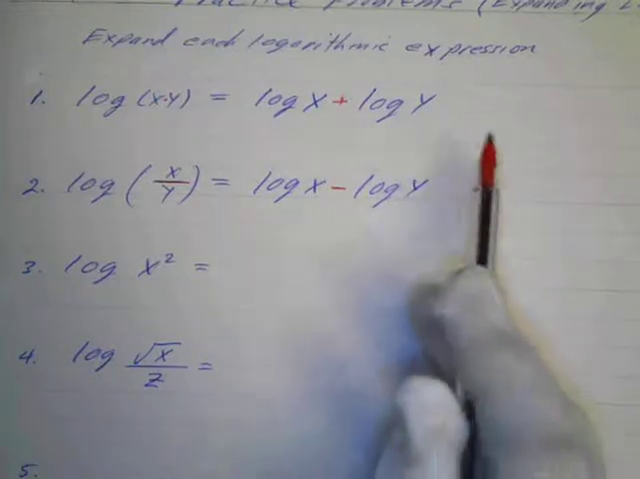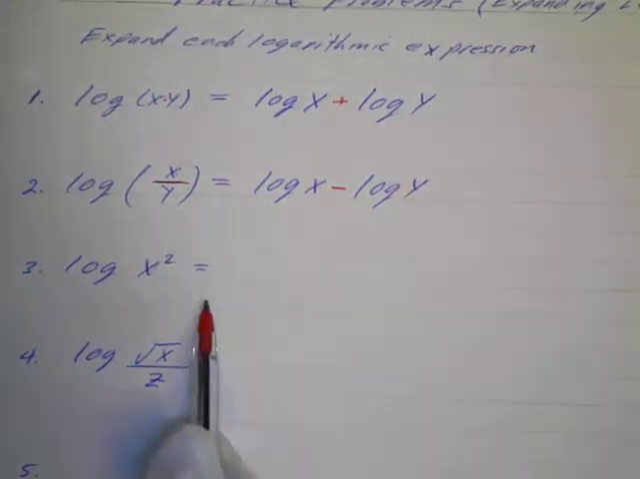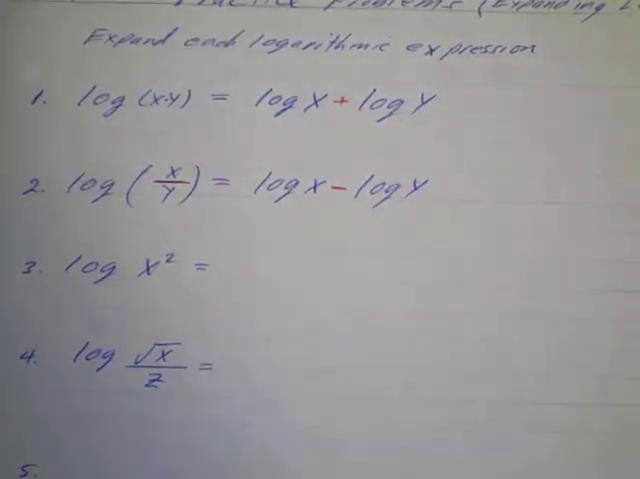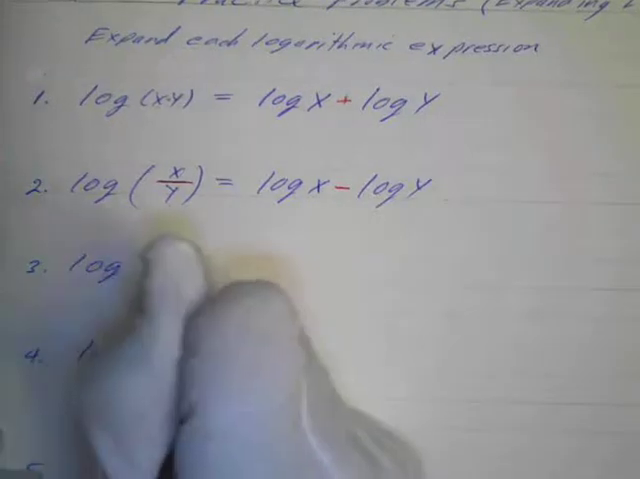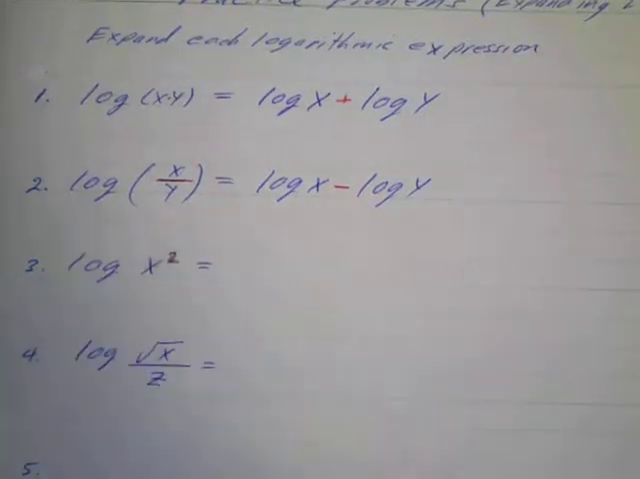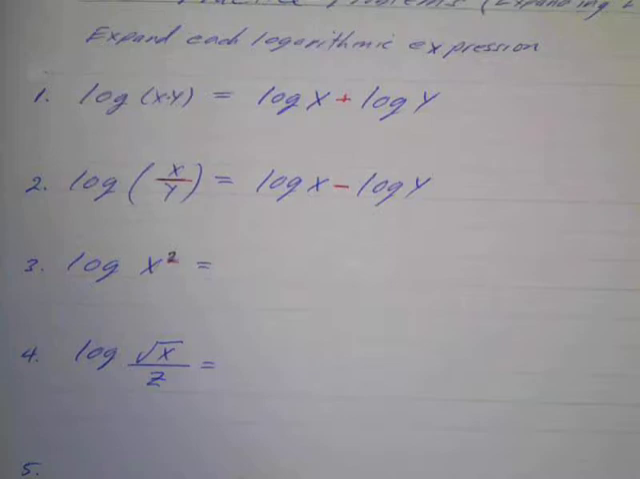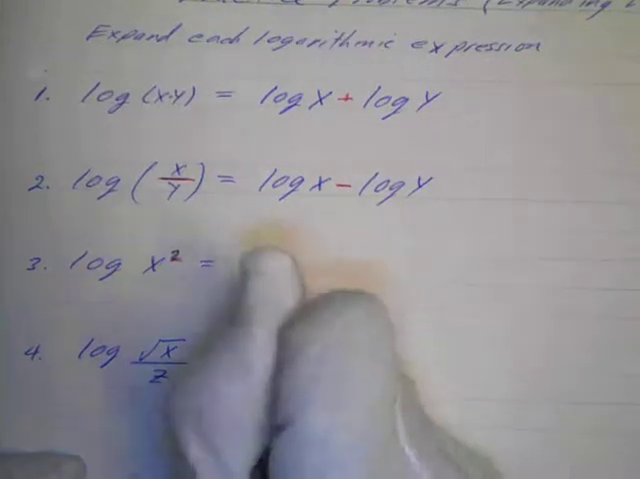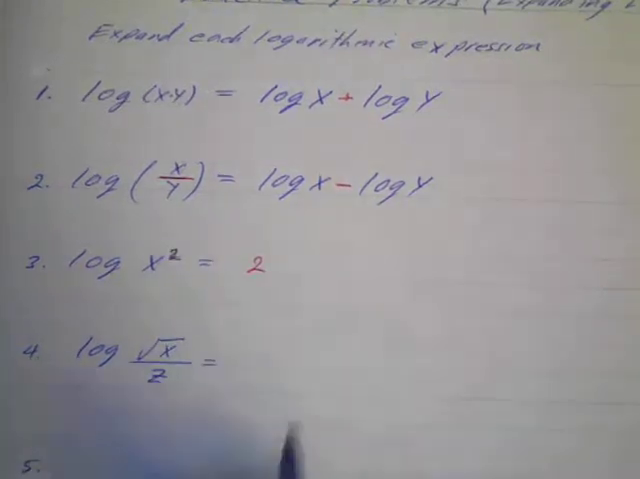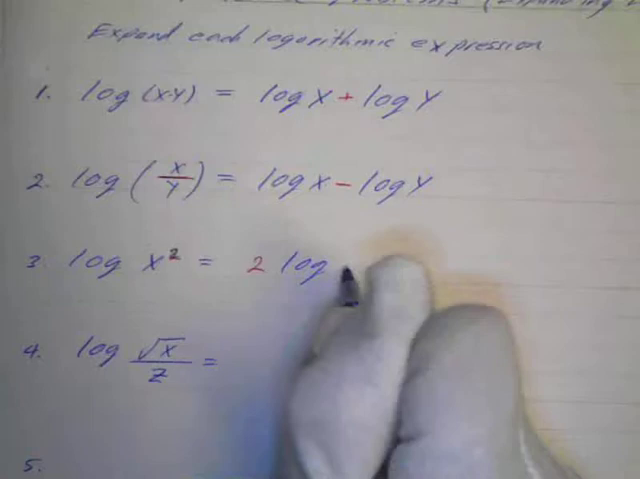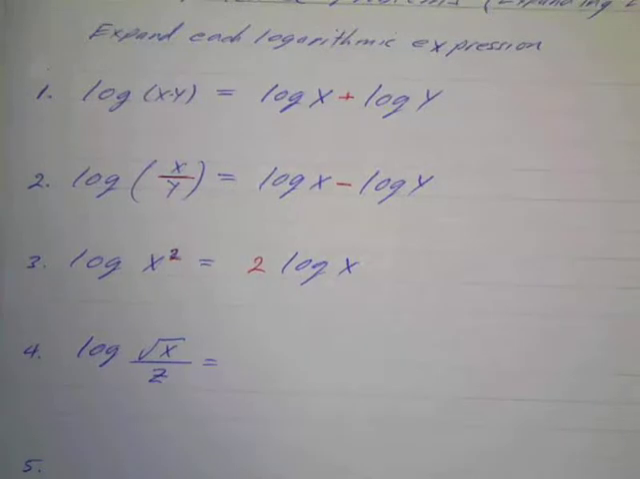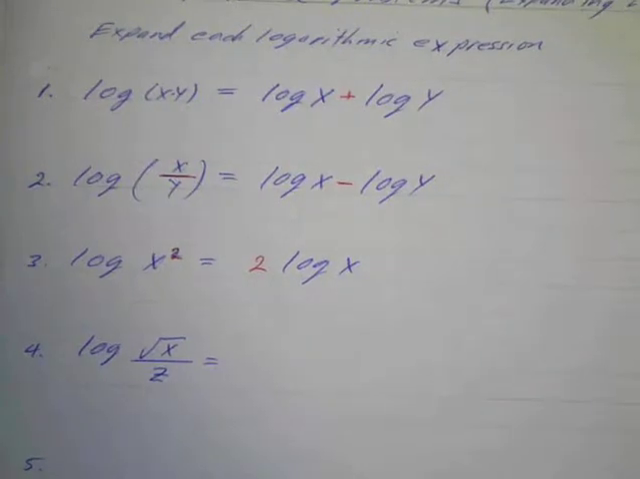And remember, this is the product rule, this is the quotient rule, this is going to be the power rule. We've got a number up here. We could put that number in front. So we just put the 2 in front, and that's going to be 2 times the log of x. So if you got that correct, give yourself another point.